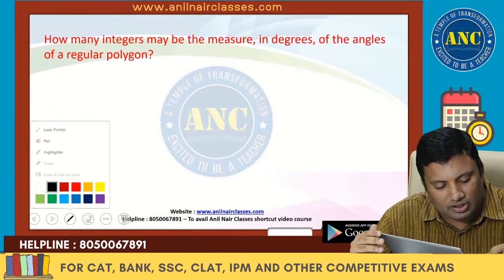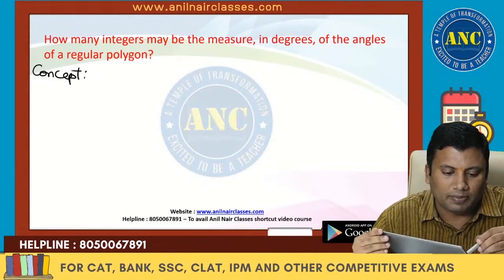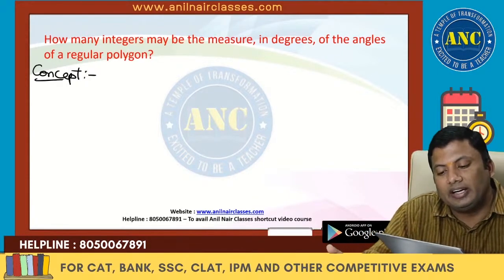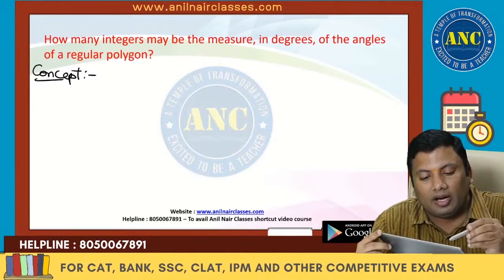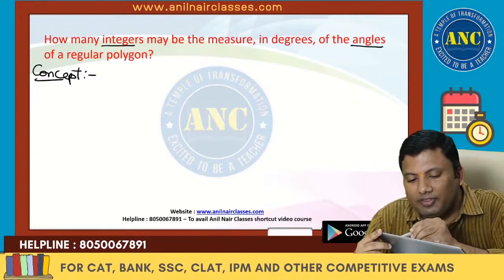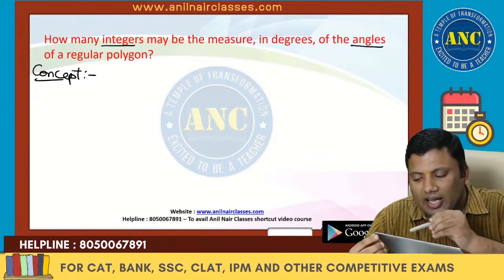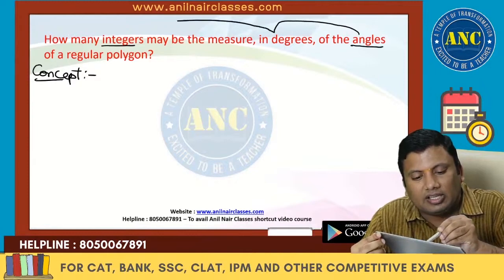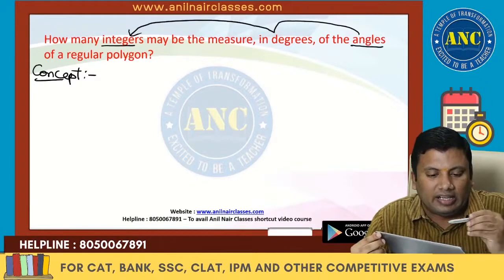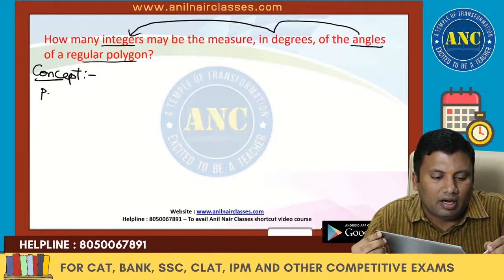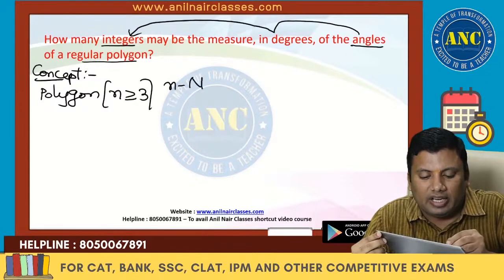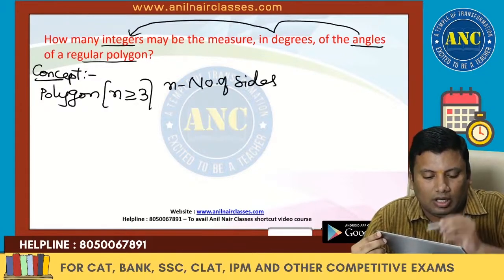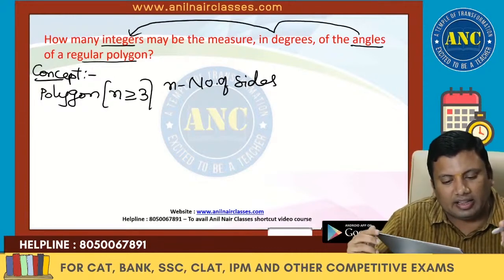Now see here. First we will see the concept. How many integers may be the measure in degrees of the angle of a regular polygon? He is asking in the degree of the angle. Angle means interior angle. How many integral values can the interior angle take in a regular polygon? A polygon is nothing but n greater than or equal to 3, where n is the number of sides. A polygon is an n-sided closed figure, n greater than or equal to 3.